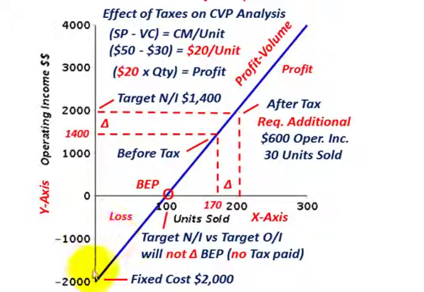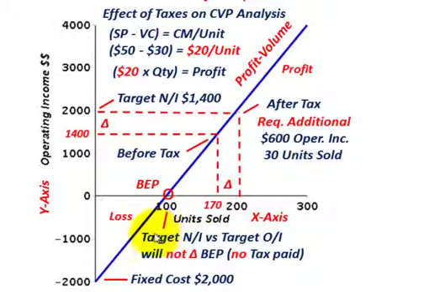So we've started with our negative $2,000 in operating income due to our fixed cost, and we're moving up our profit line at $20 per unit. We get up to a point where our operating income equals our cost, or we have a 0 operating income. For our example, it's going to be 100 units, and that is our break-even point.